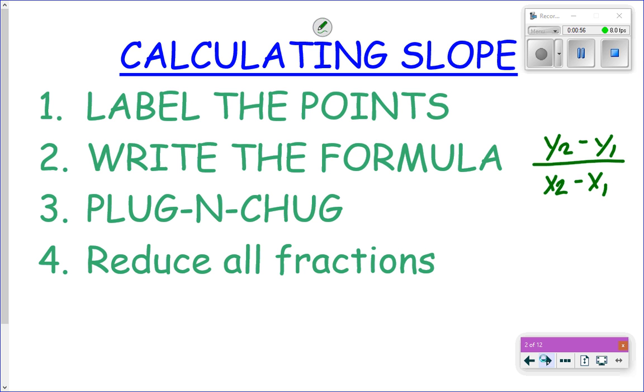Okay, these are the steps for finding the slope between 2 points. So you're going to want to pause the video so that you can write this down. First thing you're going to do is label. Then you're going to write out your formula, plug it in, and make sure that it is reduced.